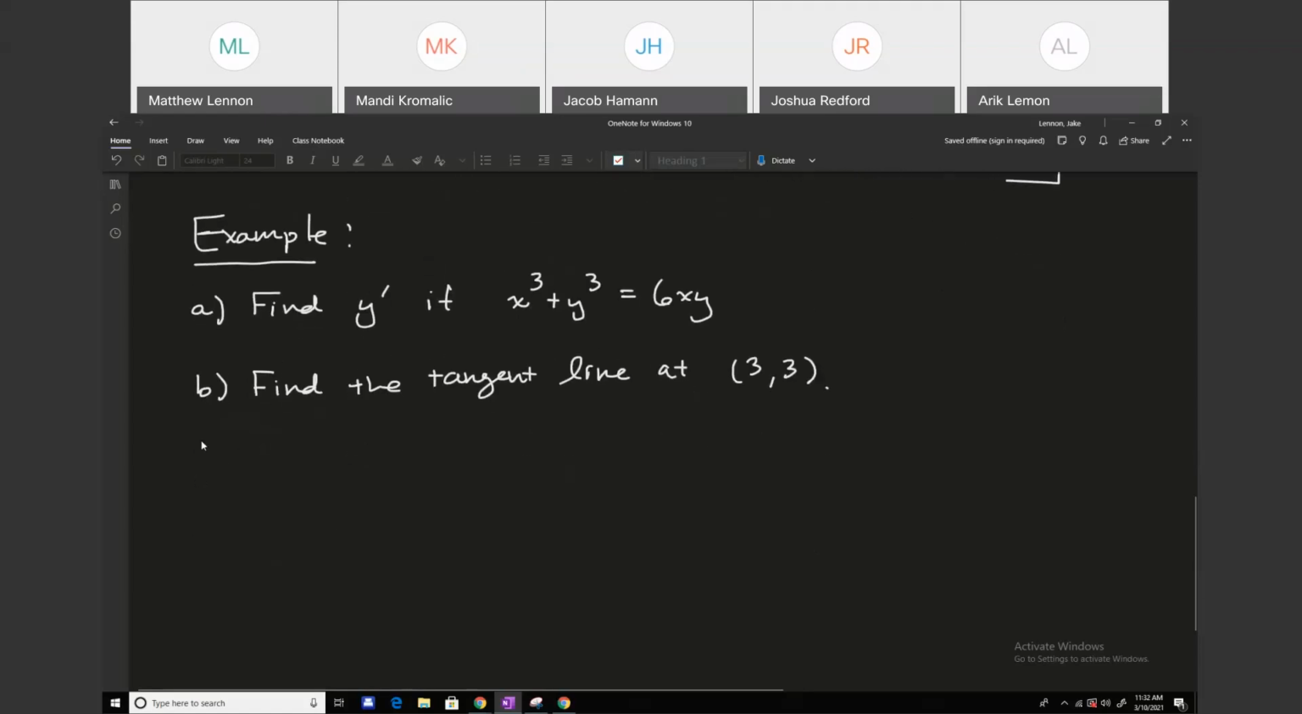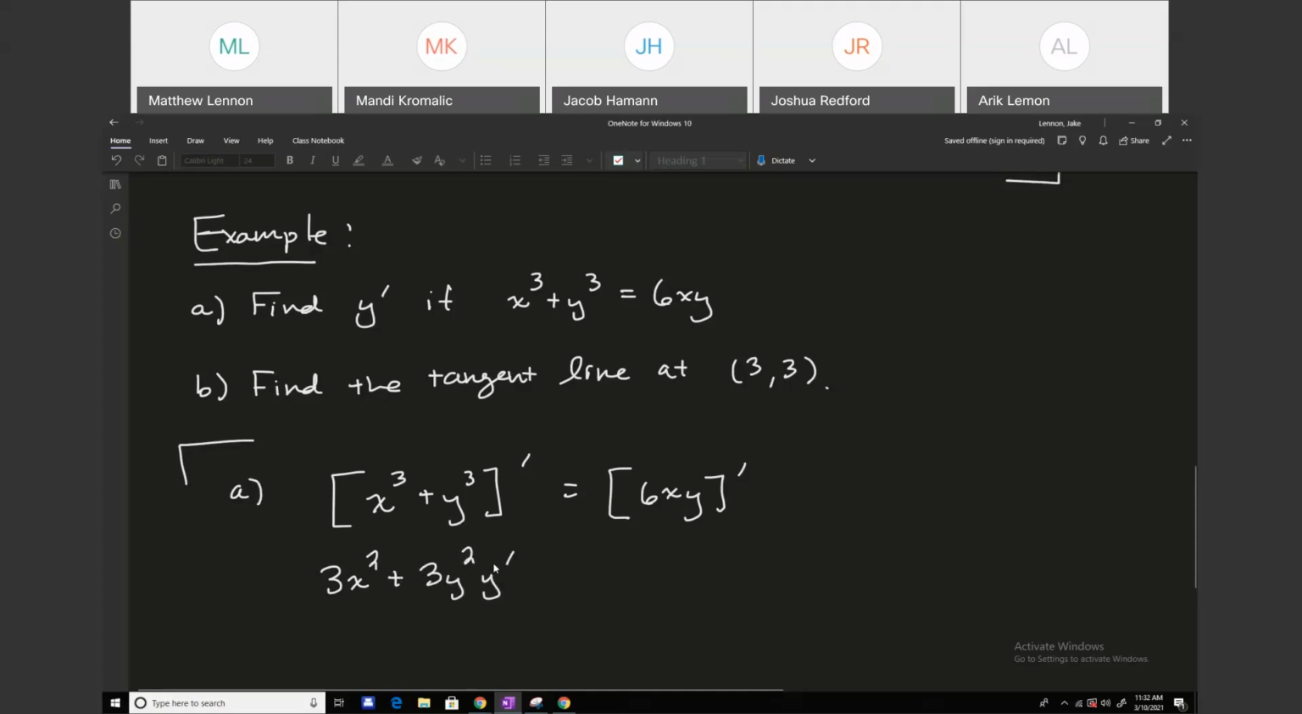Okay, so for part A, we start by, again, taking the derivative of both sides. We're thinking of y as the implicit function of x again. So the left is pretty easy. The derivative of x cubed is going to be 3x squared. And then the derivative of y cubed is 3y squared times y prime. Anytime you take the derivative of something involving a y, there's going to be a y prime. For the right-hand side, we need a product rule.